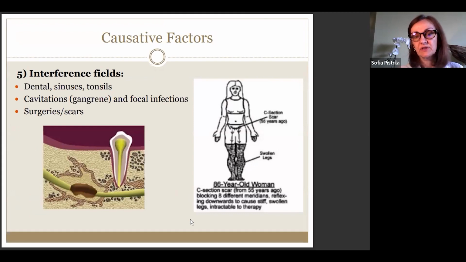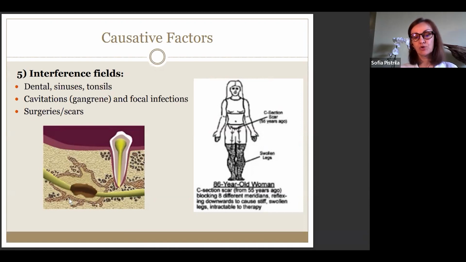Number five, interference fields. The majority of you probably don't know about these. One of the people I look up to, a German doctor, talks all the time about this. I heard him for years talking about it, and then finally I thought, okay, I have to look more into this. It has to do with any interference with the energetic flow and lymphatic flow, any interference or cutting, to some extent, because of scar surgery or because of cavitation, gangrenes, focal infections in the jaw, for instance, like this particular picture. So it's a drawing of this cavitation, what we call cavitation.